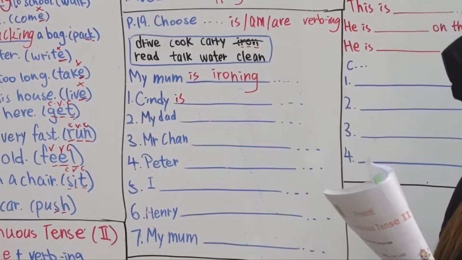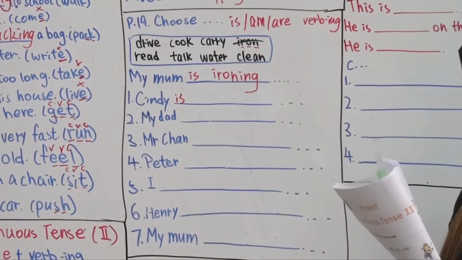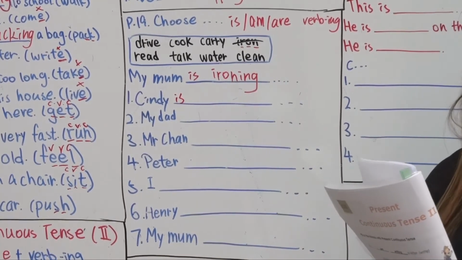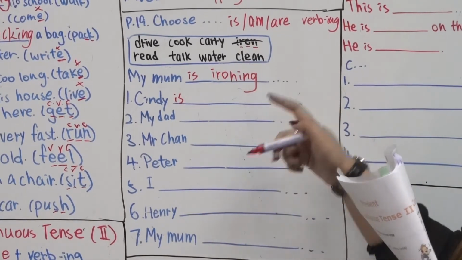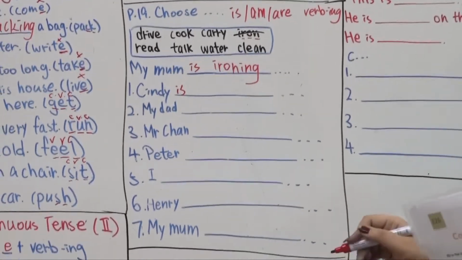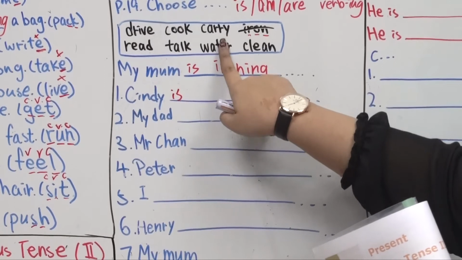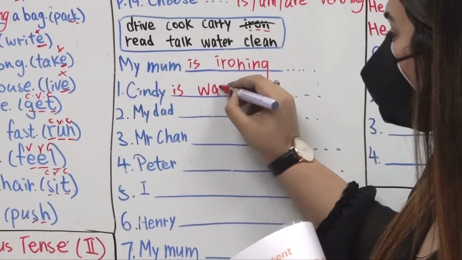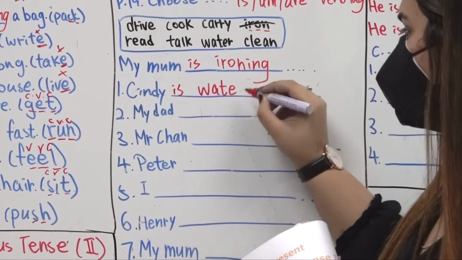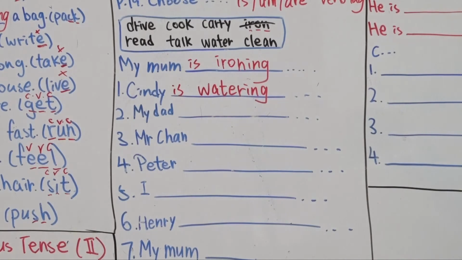Watering. Remember, this word is water, with the E kind of silent, right? Water. So that's why there's no stress. Okay? No stress. We just add ing. Special words.